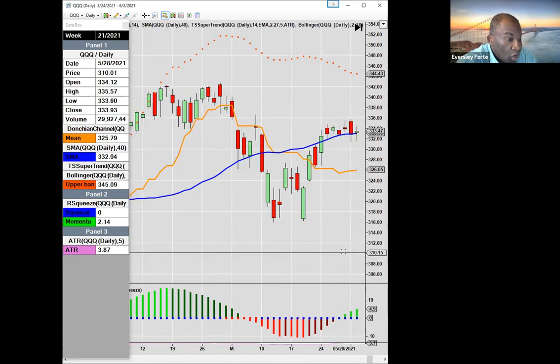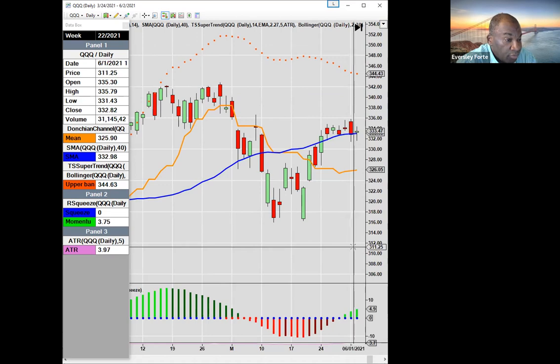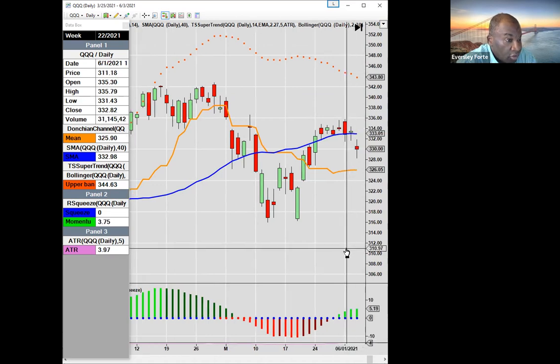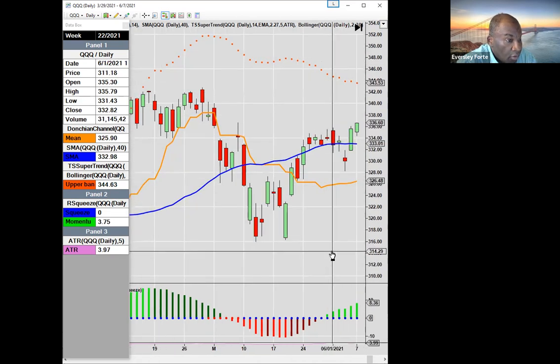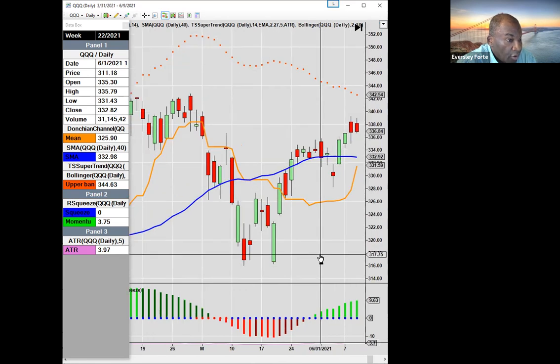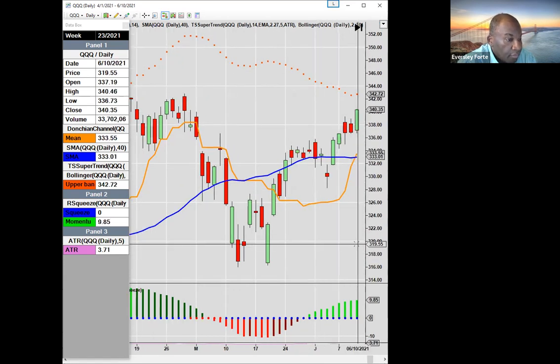So when we do our review this day, did the orange line cross over the blue line? No. Next day, did the orange line cross? No. Nothing, no setup. Hey, orange line cross over the blue line. Now we have something to spend a few more minutes looking at. But that's how we do our daily review.